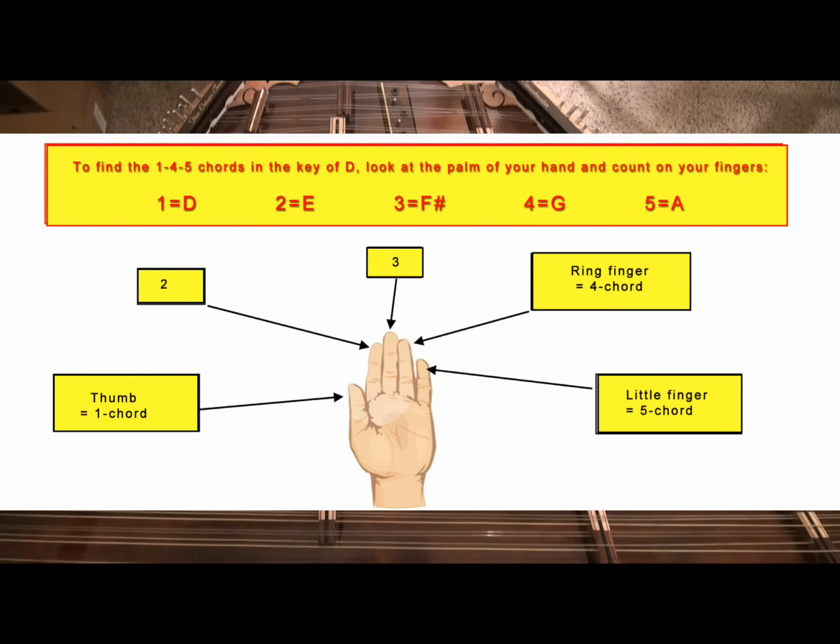Now we've learned that the 1, 4, and 5 chords in the key of C are C, F, and G. Let's find the 1, 4, and 5 chords in the key of D. Take a look at the palm of your left hand and begin by calling your thumb the D, which is the 1 chord in the key of D. And then count, going from your thumb to the right, count each finger. D, E, F sharp, G is the 4th, and A is the 5th. Now G is your ring finger and A is your little finger.